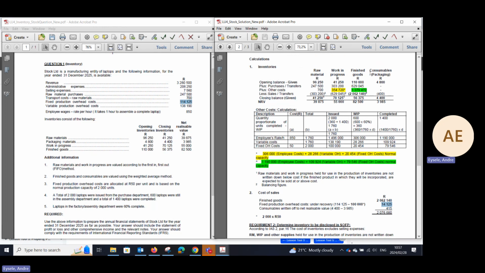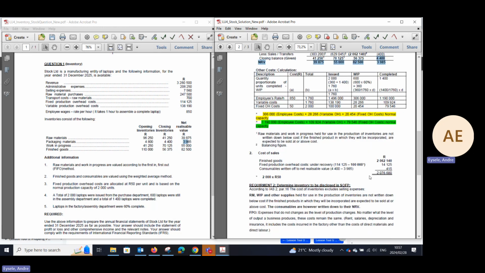Next, consumables written off, net realizable value. Remember, I told you that packaging material or consumables does not form part of the finished items. That is an additional item. They've given you the packaging material of 4,800. The closing stock figure is 4,400, and the net realizable value is 3,985. Therefore, we need to write off the difference to your items. So 4,400 minus 3,985 is 415. That is a write-off of your inventory items.